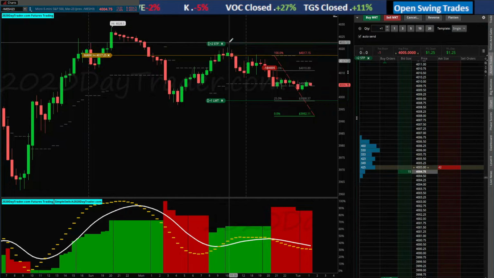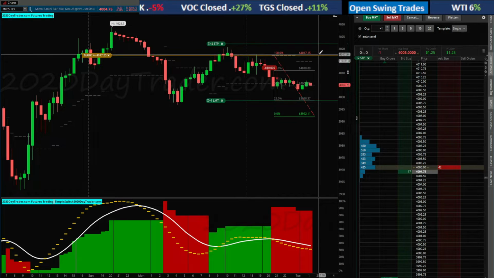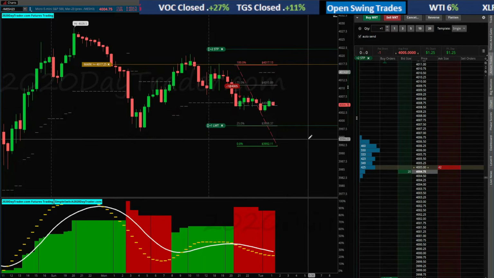I do want to have my stop above this support or resistance area. If it does retest here, I want to be able to have my stop there for it to come back down.